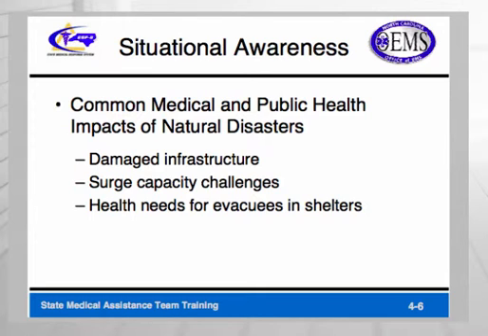In North Carolina, hurricanes, flooding, and tornadoes represent the most frequent types of risk from natural disasters. Common medical and public health issues would include disruption of regional health services due to damaged infrastructure, shelter health services for evacuees, and injuries to cleanup workers during the recovery phase of the emergency response.